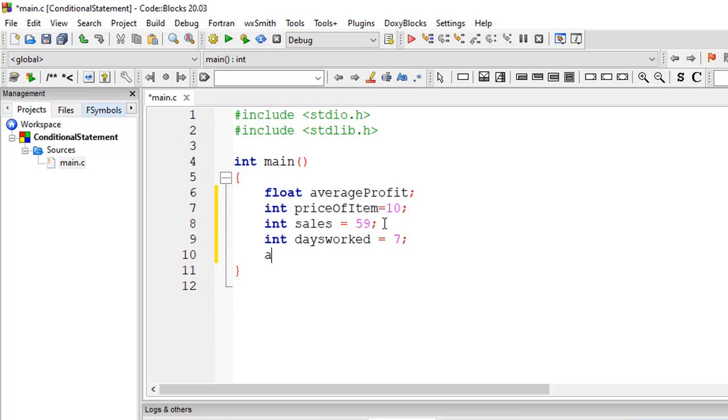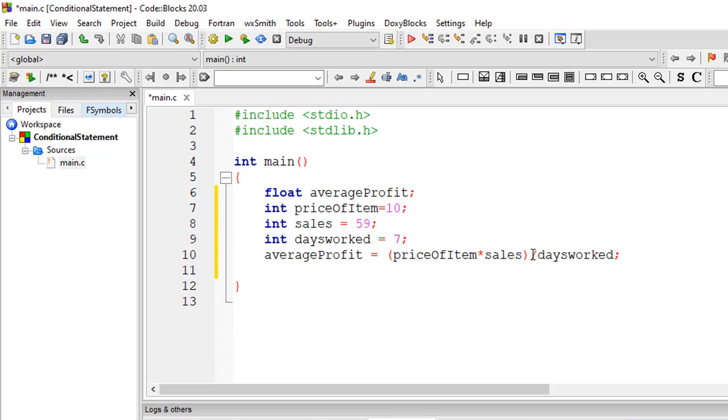Then I will write average profit, which is the variable declared as a float. Average profit is equal to price of item, that is rupees 10, multiplied by sales, the 59 items sold. So this is the total sale, the total revenue generated by selling 59 items, where each item rate is 10. And I have worked for 7 days. I want to find the average for 1 day, so I will write divided by days worked. That will give me the average profit per day.